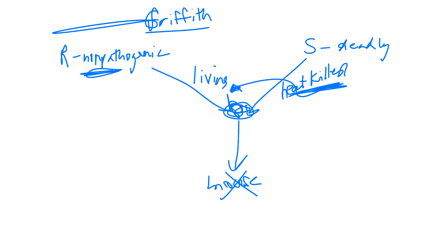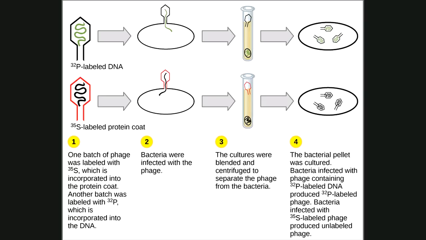And he called that a transforming factor because he said it transformed one strain of bacteria to be something like the other. So he knew there was something there that was passed or transferred from one to the next. So that was an important historical discovery about DNA, and it set some groundwork.